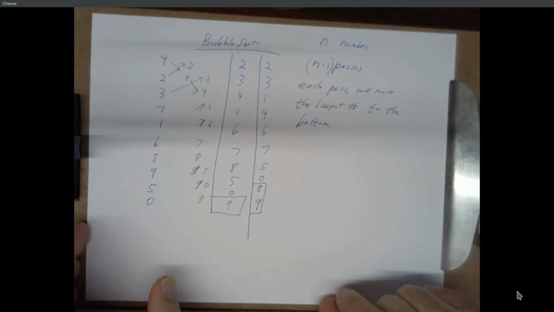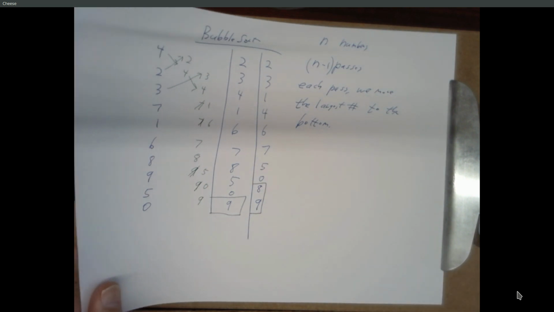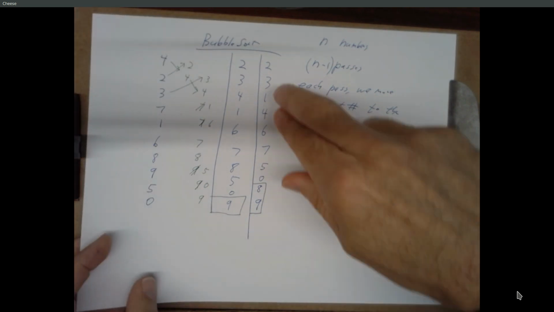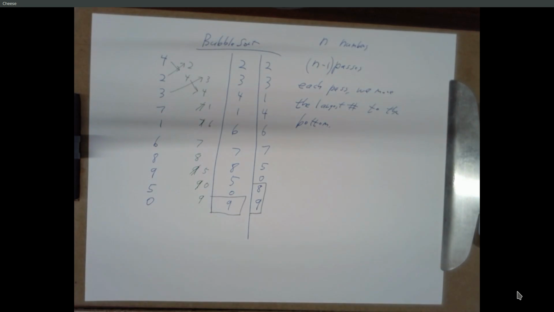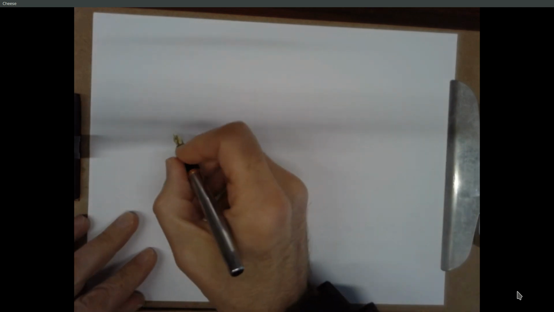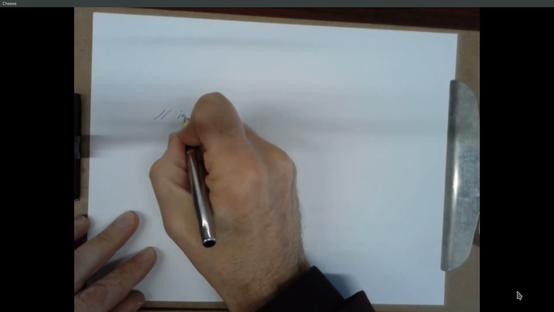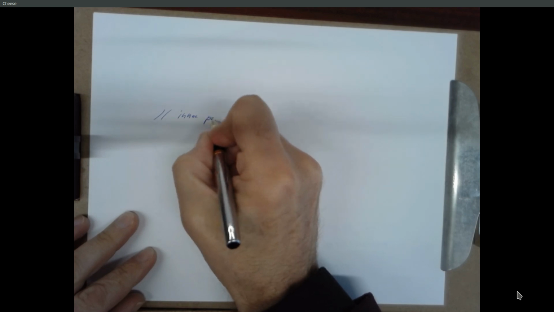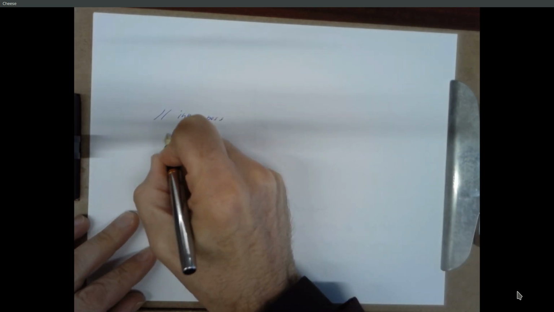So a lot of times when you code this up, you just say we're just going to do n passes. And each pass we're just going to loop through and compare each number to the one after it. So this is pretty easy to code. And when you code it up, it generally ends up looking like a pair of nested loops. So here's our inner pass.